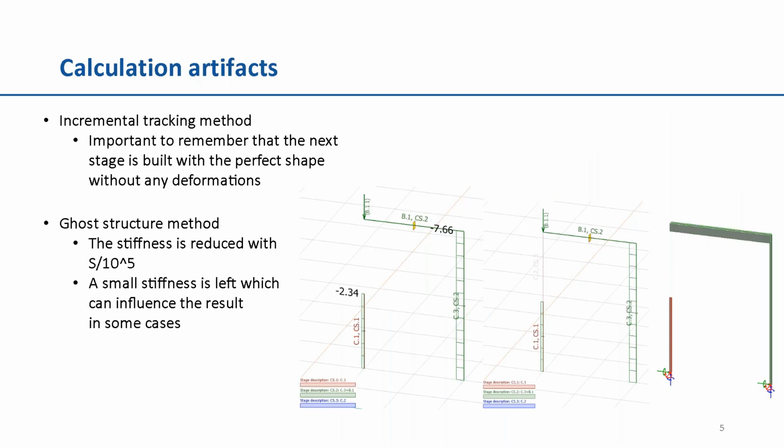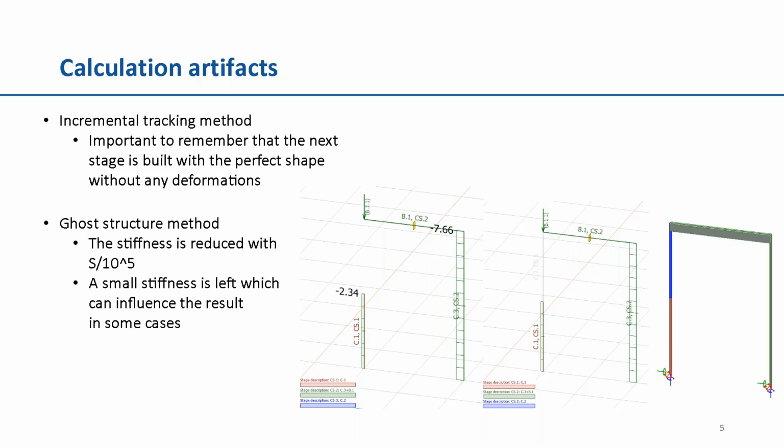Another artifact that can appear for the ghost structure method is a load transfer in an element which is not added yet. This is because the element is included in the analysis but with a highly reduced stiffness, as I explained previously. However, since the stiffness of an element cannot be zero, there can be an unfavorable stiffness relation between an inactive element and the active elements.